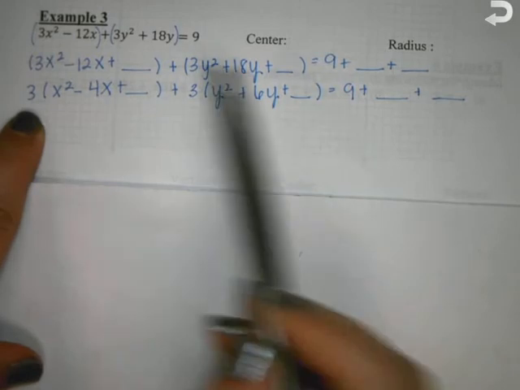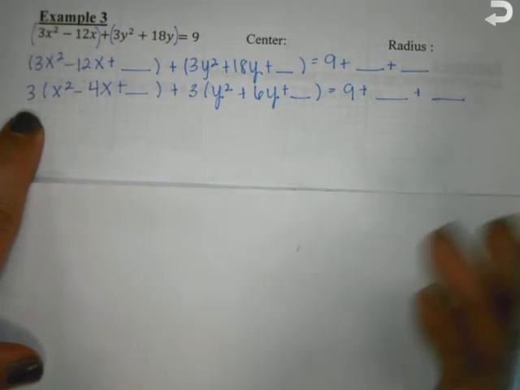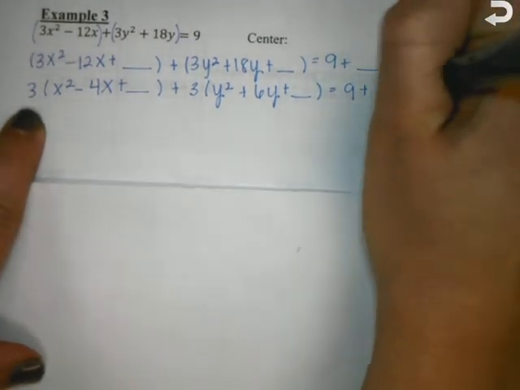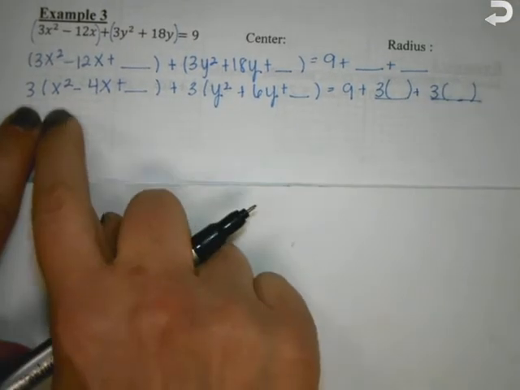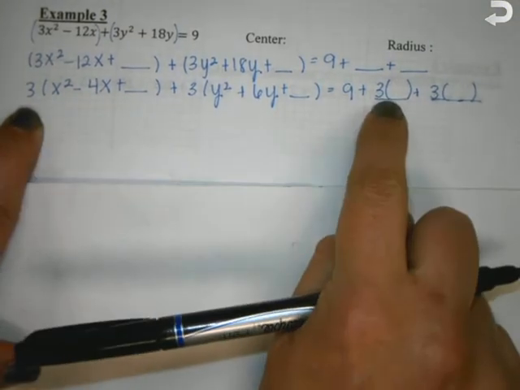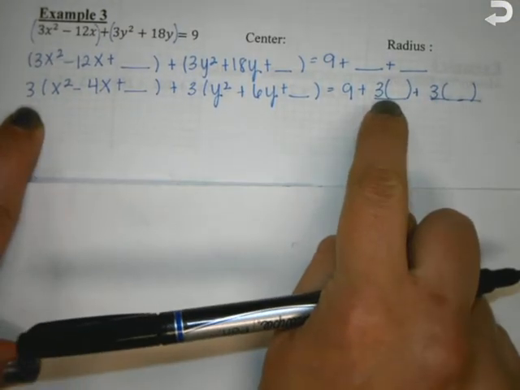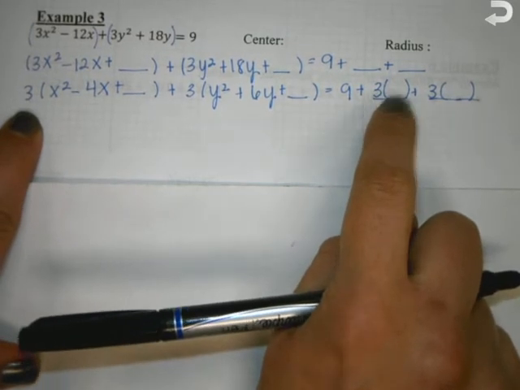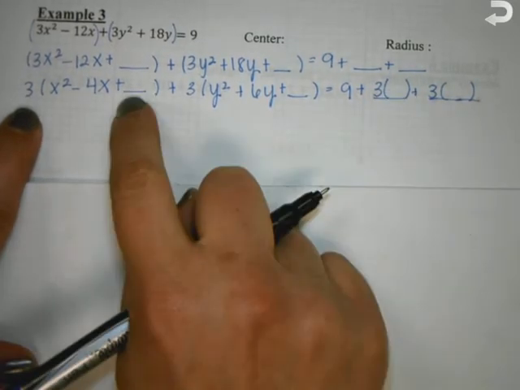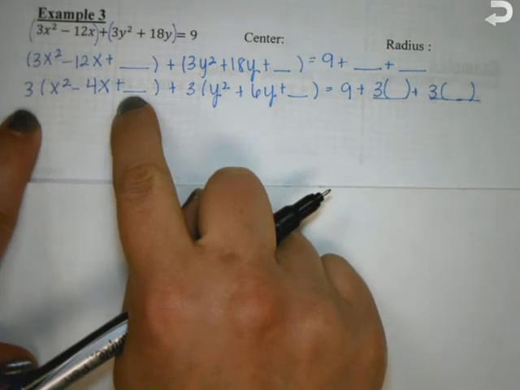So what I suggest is that you just write it in automatically. So if you ever factor something out, write it in on the right-hand side right away. That way, we won't forget to do it later. Now, whatever I put in the parentheses is going to be whatever I put in the parentheses here. Does that make sense?